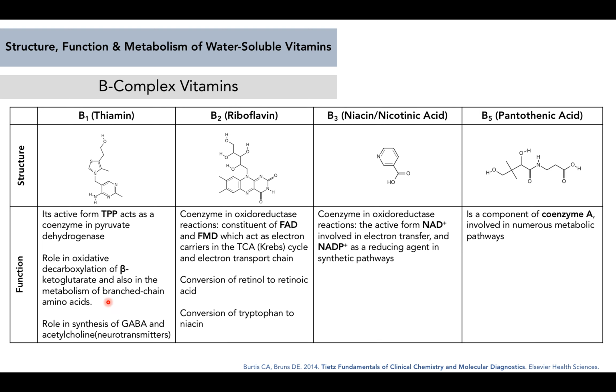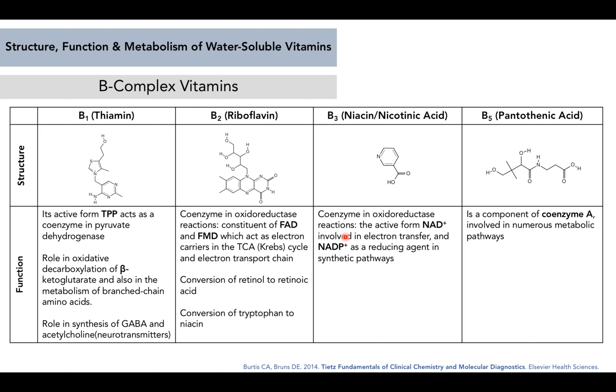synthesized by thiamine. The second B complex vitamin is riboflavin or B2, and it's a coenzyme in oxidoreductase reactions, and it's a constituent of flavin adenine dinucleotide and flavin mononucleotide. These two act as electron carriers in the Krebs cycle and also in the electron transport chain. So very important in carbohydrate metabolism. It's also involved in the conversion of retinol to retinoic acid and also for the conversion of tryptophan to niacin.